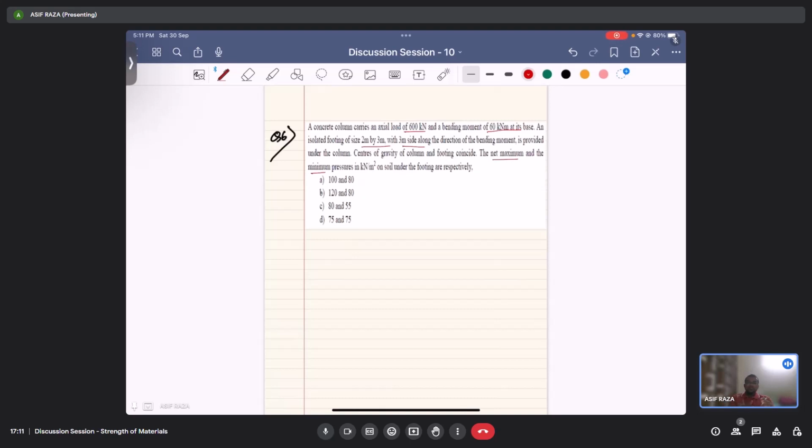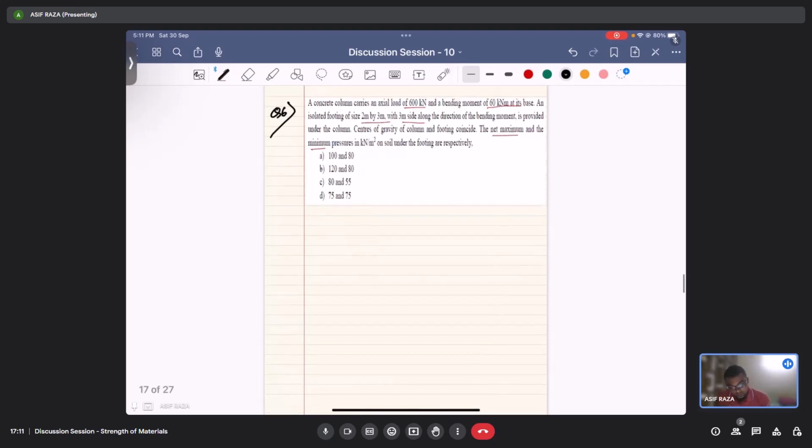Okay, so this is a scenario where it's not the circular shaft, it's a rectangular thing. So we need to solve it by the basics. First thing first, we should write what is given. So the axial load is 600 kilonewton, I can write it as 600 into 10 power 3 newton. Bending moment is 60 kilonewton meter, that is 60 into 10 power 6 newton millimeter.